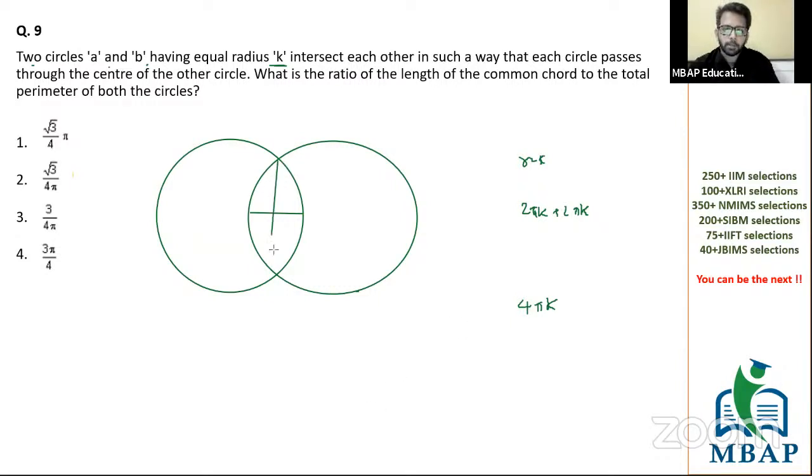Now the question is about the length of the chord. The question is find the length of the chord. Let me term this as A and B. The question is about finding the length of the common chord. This is the common chord which you will have between them, right? But passing through the centers, you can always expect that there would be a triangle which will be made internally when two circles intersect at the center.